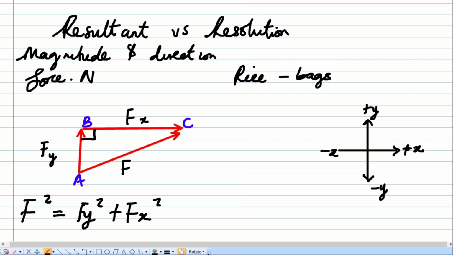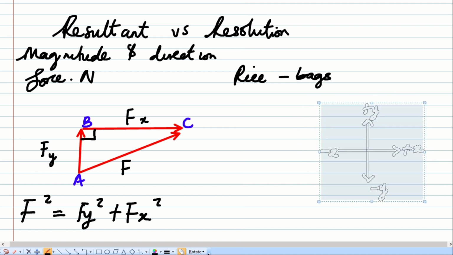You can also use the trig ratios, but why use trig ratios when you can just use Pythagoras theorem, since the resultant is always the hypotenuse? Now, that's it for resultants. What of resolution of vectors? What do you mean by resolution? Resolution is just the opposite of resultant.